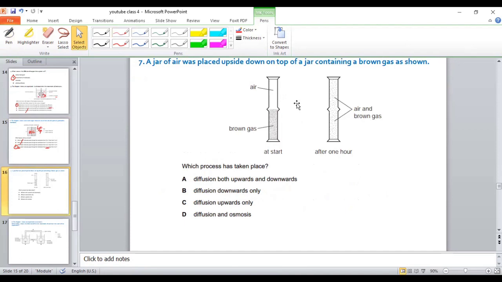Then a jar of air was placed upside down on top of a jar containing a brown gas, as shown. This is air, this is brown gas. After some time, there is intermixing of both substances. Which process has taken place? Simple, it is diffusion, both in upward and downward direction, because air will intermix into the brown gas and the brown gas into the air.